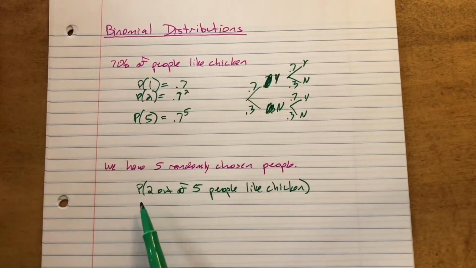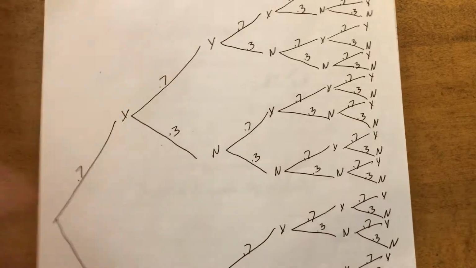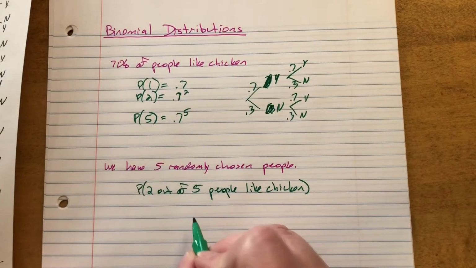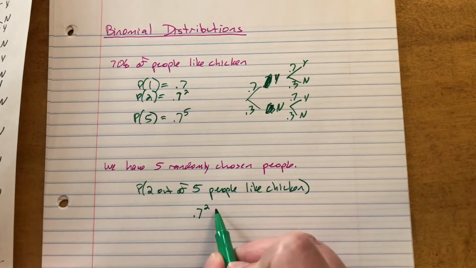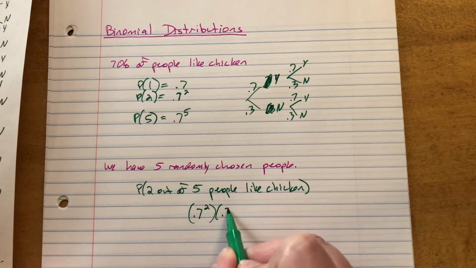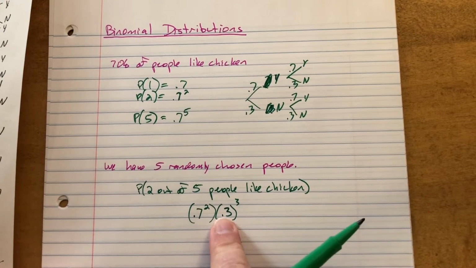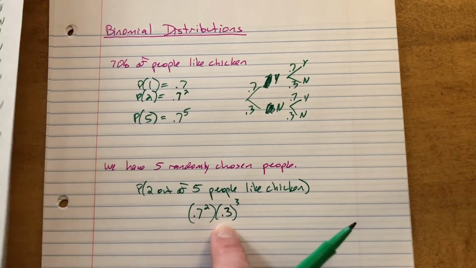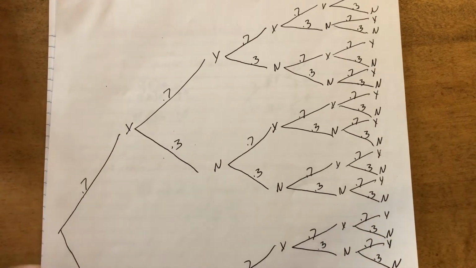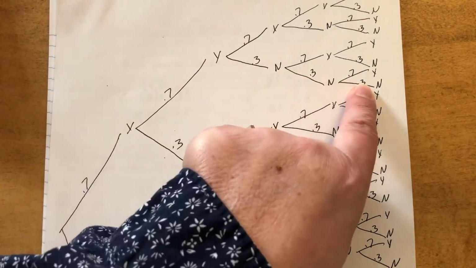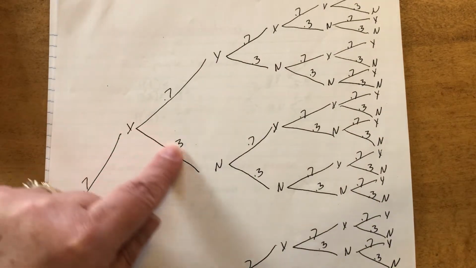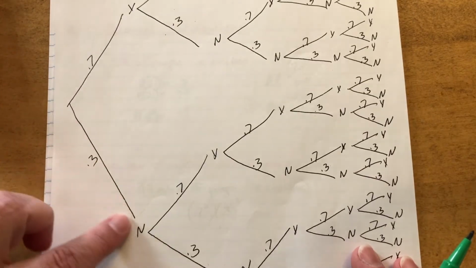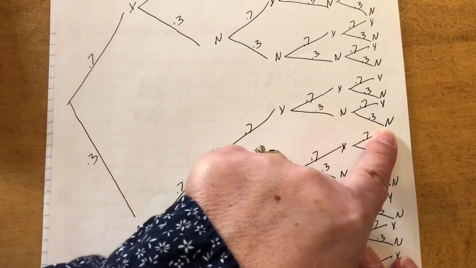If I want to know the probability that 2 out of 5 people like chicken, I've got to find the branch that has 2 people liking chicken. That would be 0.7 times 0.7 for the 2 people who like chicken, and 0.3 for each of the 3 people who don't. Here's 2 people liking chicken and 3 not, here's another, and here's another down here.